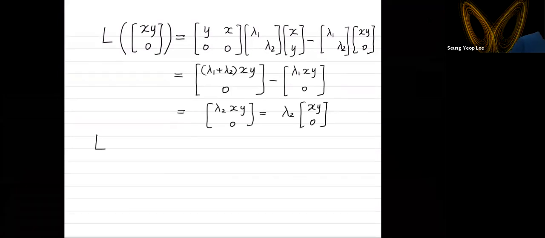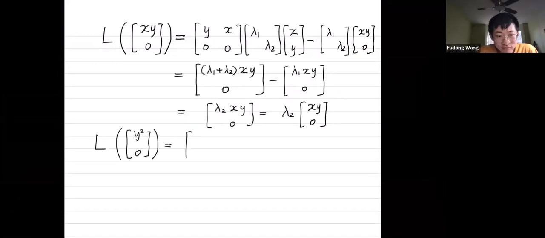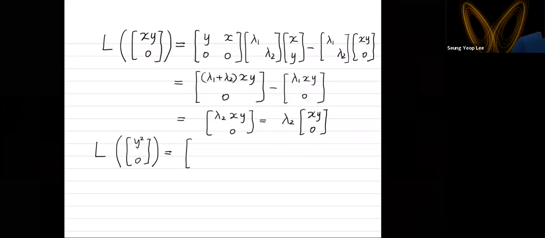The final thing, y squared, 0. This is 0 because the partial derivative in x is 0, and the partial derivative in y is 2y, 0, 0.